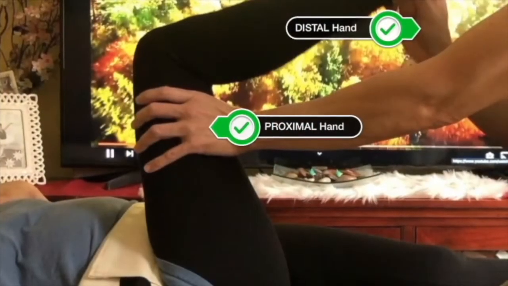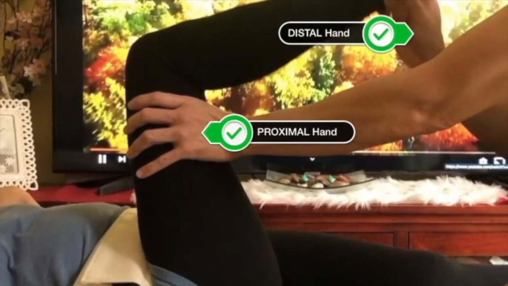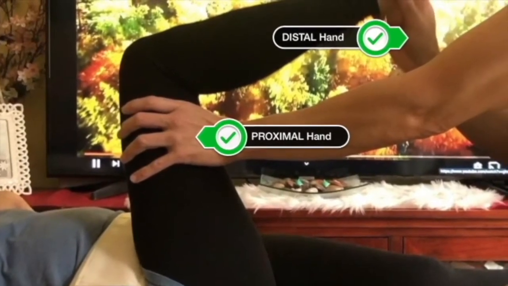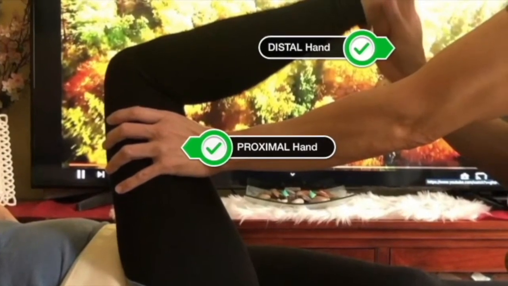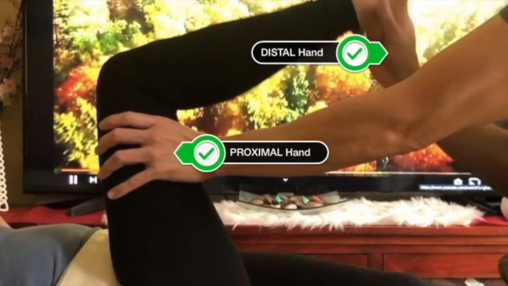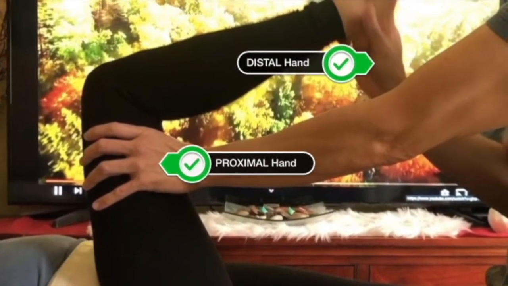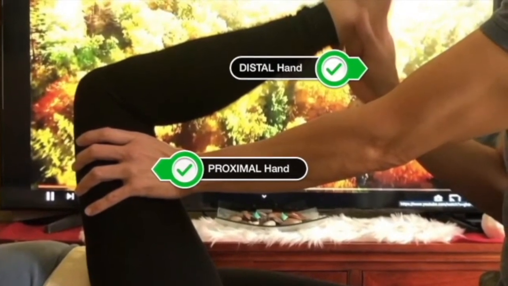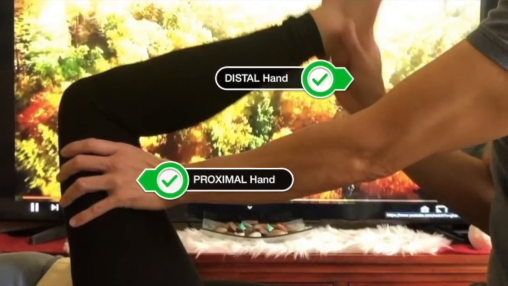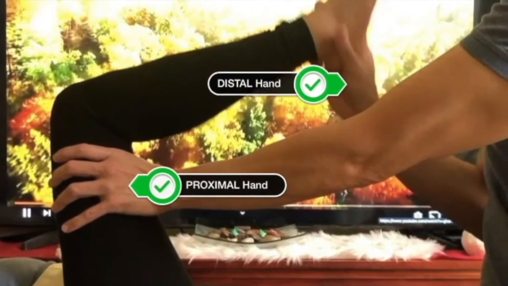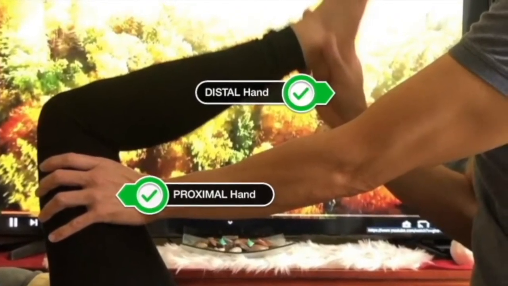For review with application, pay attention to the following photos. The proximal hand here is your left hand, since it is placed near the center of your body in relation to your right hand. The distal hand here is your right hand, since it is placed far from the center of the body in relation to your left hand.